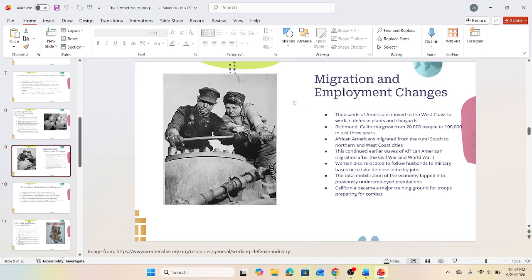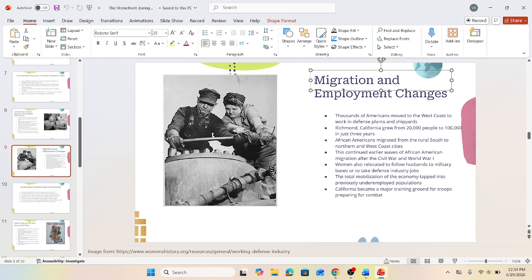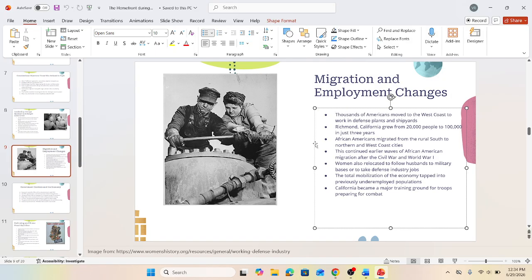So as those leaders are fighting abroad, things continue to change at home. We talked just briefly about Native American involvement, African American involvement. We're going to get to women's involvement. Migration and employment changes. So remember, with 9 to 10 million men joining the army instead of working, all of their jobs needed to be filled, especially since the United States was now shifting to manufacturing wartime goods.